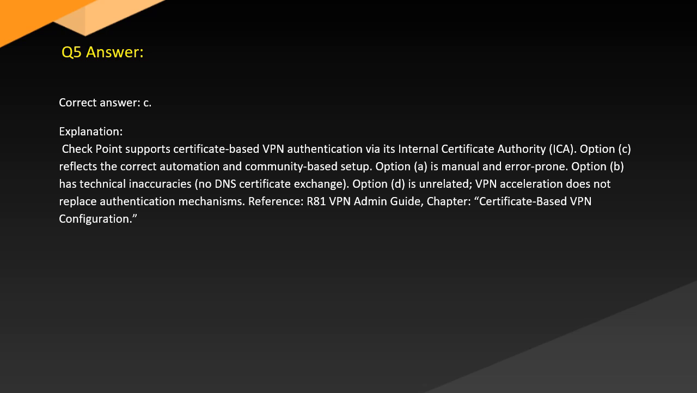Answer. Correct answer: C. Explanation. Check Point supports certificate-based VPN authentication via its internal certificate authority, ICA. Option C reflects the correct automation and community-based setup.